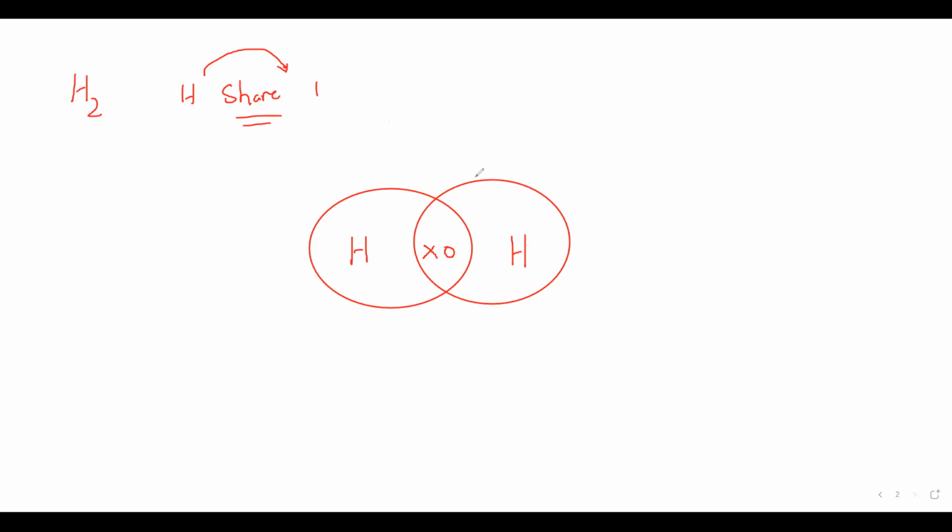Hydrogen does not have any free electron. Why does it not have any free electron? Because it has only one electron, and that electron is used in the sharing. Is it clear, the structure of hydrogen H2?